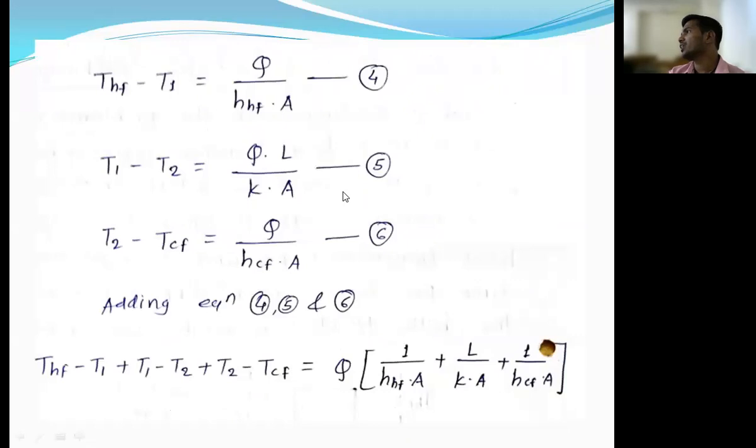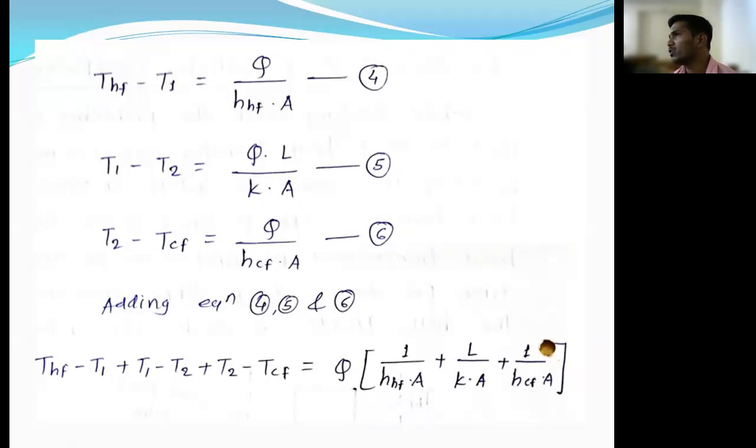So write down from equation 1, 2, 3. Write down the equations for the temperature difference. So from equation 1, THF minus T1 is equal to what? Q divided by HHF into A. That is the equation number 4.